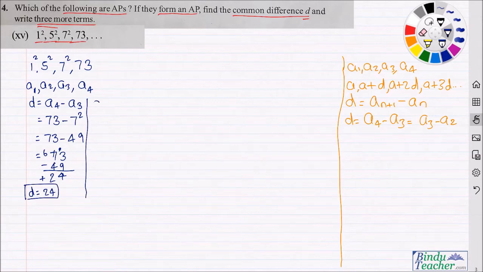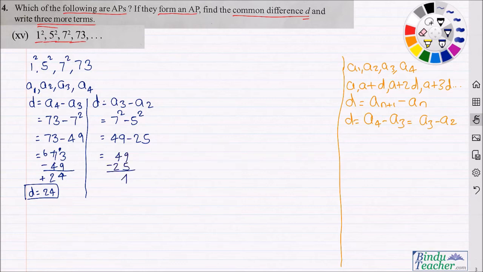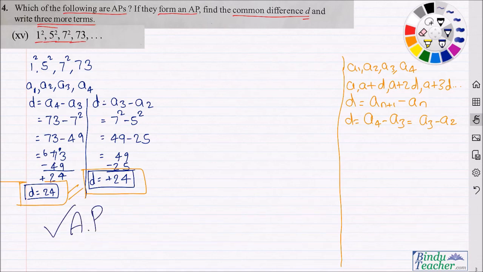Now let's also calculate the difference A3 minus A2. We are doing this to make sure that we get the same common difference between these different terms. The value of A3 is 7 square minus the value of A2, which is 5 square, which equals 49 minus 25. Subtracting this, we get 4 and we get 2, which is plus 24. So here you can see that we got the same result, the same common difference. With this, we can say that yes, this list of numbers forms an arithmetic progression.